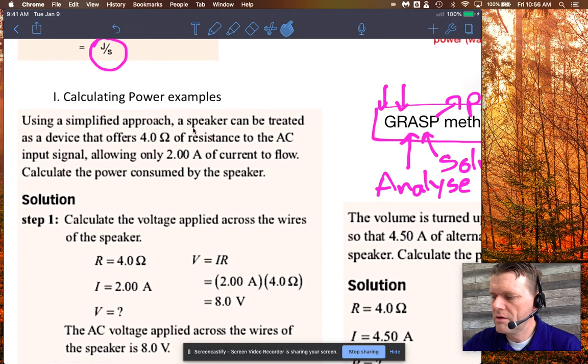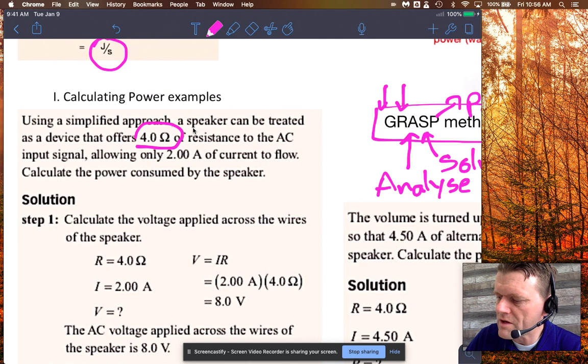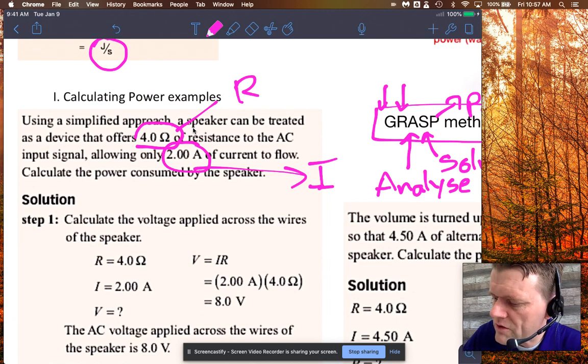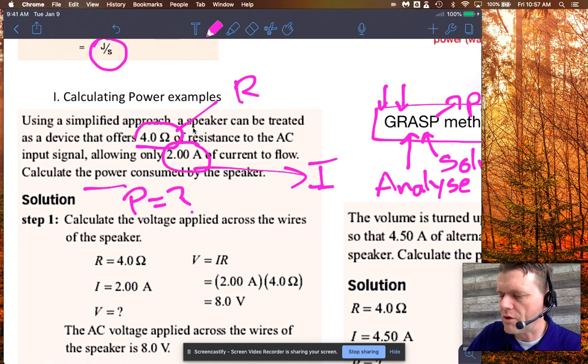A speaker can be treated as a device that offers 4 ohms of resistance. There's our first number. So that would be resistance to an AC input signal. And it allows only 2 amps of current to flow. So look at that. We have 2 variables. That's the given. And then it says calculate the power consumed by the speaker. So power is what is required.